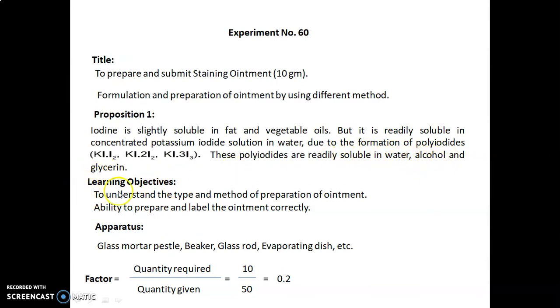Learning objectives are to understand the type and the method of preparation of ointment, and the ability to prepare and label the ointment correctly. Apparatus required are glass mortar, pestle, beaker, glass rod, evaporating dish, etc. As iodine can stain, we have to use the glass mortar and pestle. Factor is calculated as quantity required upon quantity given, which is 10 upon 50, that is equal to 0.2.